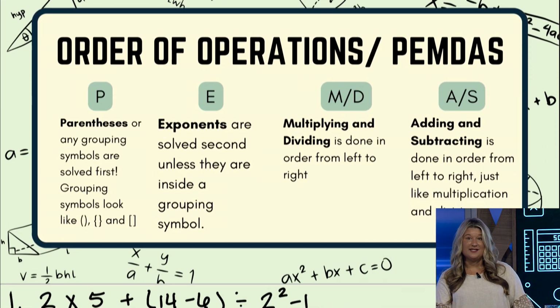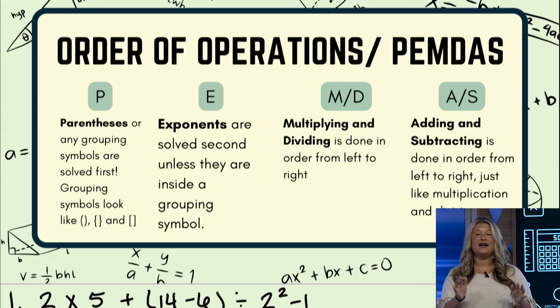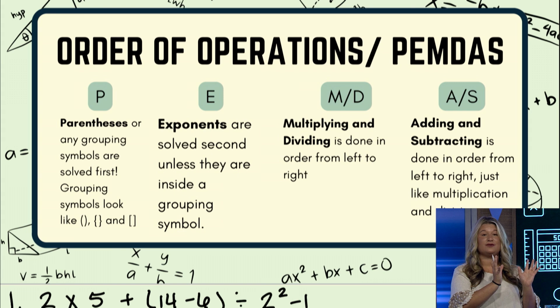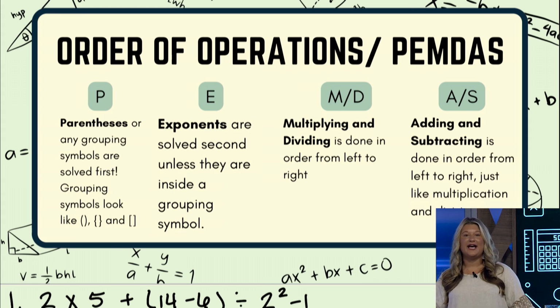P stands for parentheses. This is any grouping symbols as well. So parentheses, curly brackets, straight brackets, anything like that is grouping symbols. And we have to deal with what's in our grouping symbols or parentheses first. E stands for exponents. So exponents, usually we're just squaring something or cubing something, multiplying it by itself twice or 3 times.